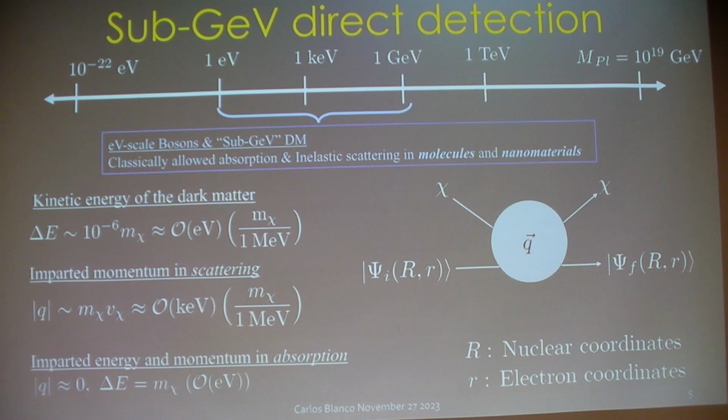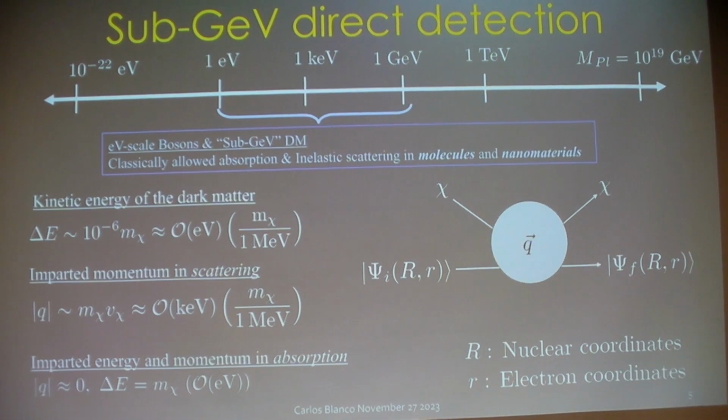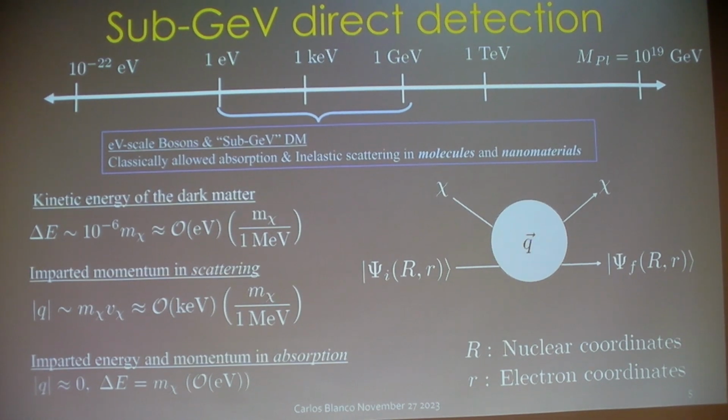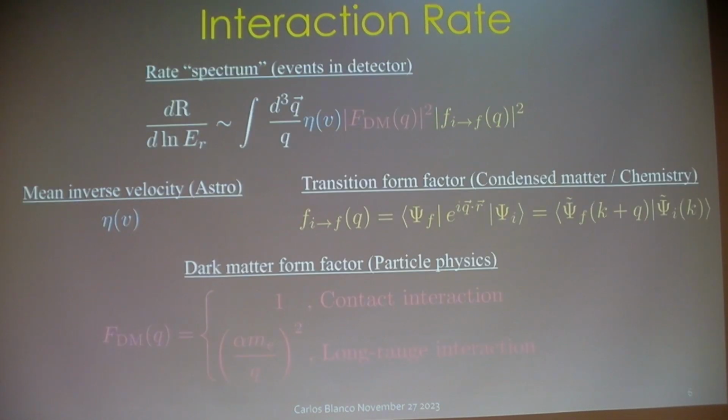And if you work out the kinematics, if you're looking for an MeV dark matter candidate, you're looking for systems that have order eV transitions, okay? And that they will be able to accept momentum transfers on the order of keV. In the case of a bosonic absorption, you're just looking for vertical transitions of order meV. And that's why you can go all the way down to an meV if you can absorb the dark matter.